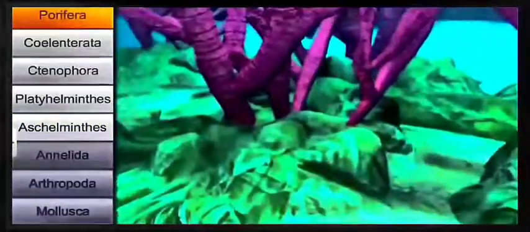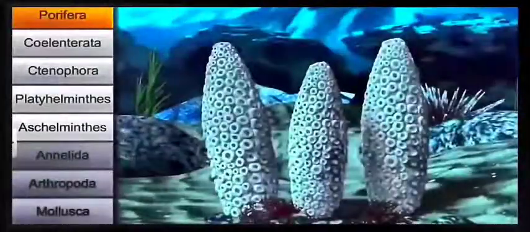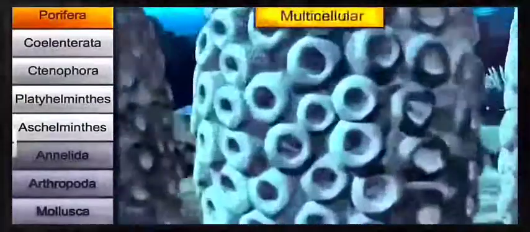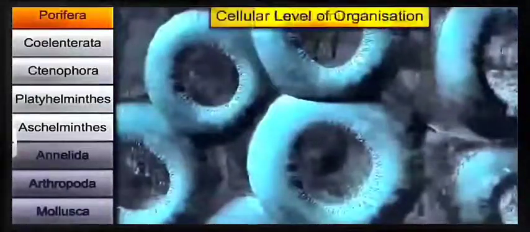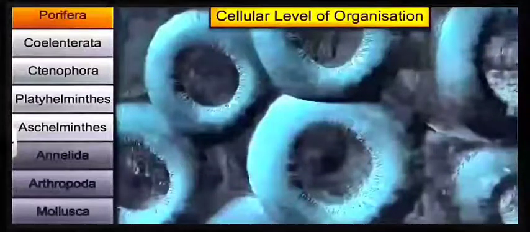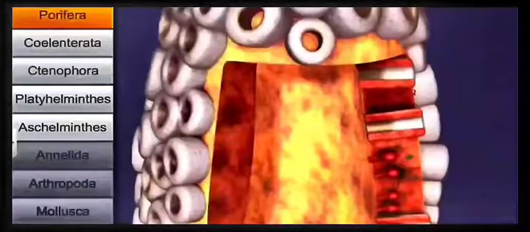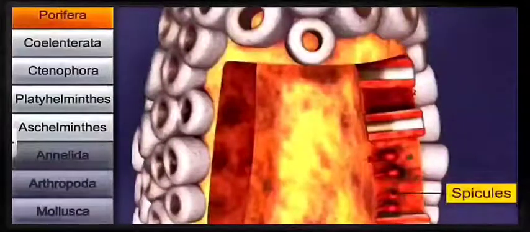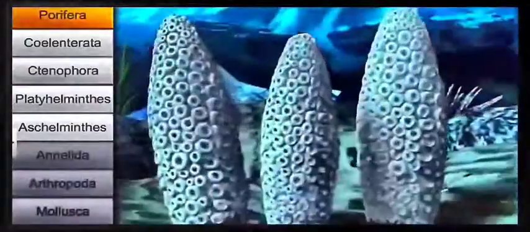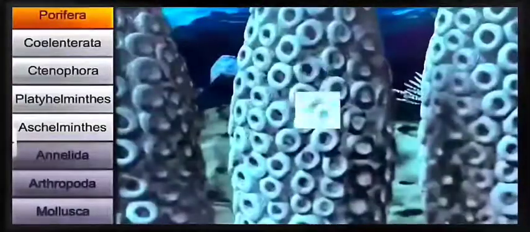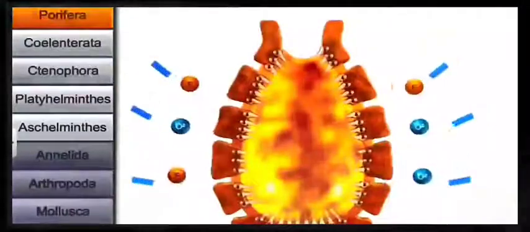These are pore-bearing animals which are very primitive. They are multicellular. They have asymmetrical body, marine, and showing cellular level of organization. Let's see the structure of a sponge or Porifera. They are commonly called sponges. Their body is made up of spicules, and if you see the anatomy of this, you will see this is a structure of a sponge.